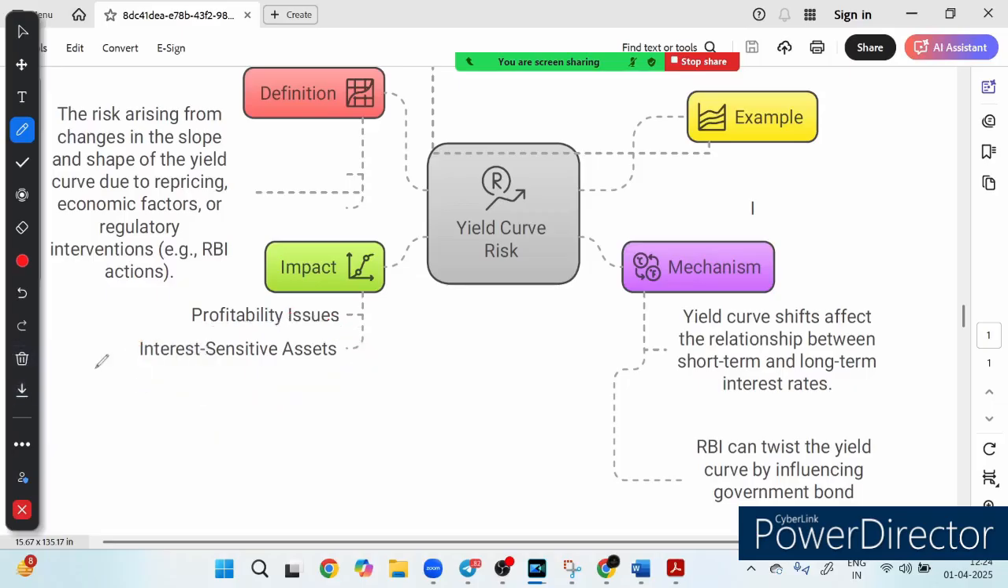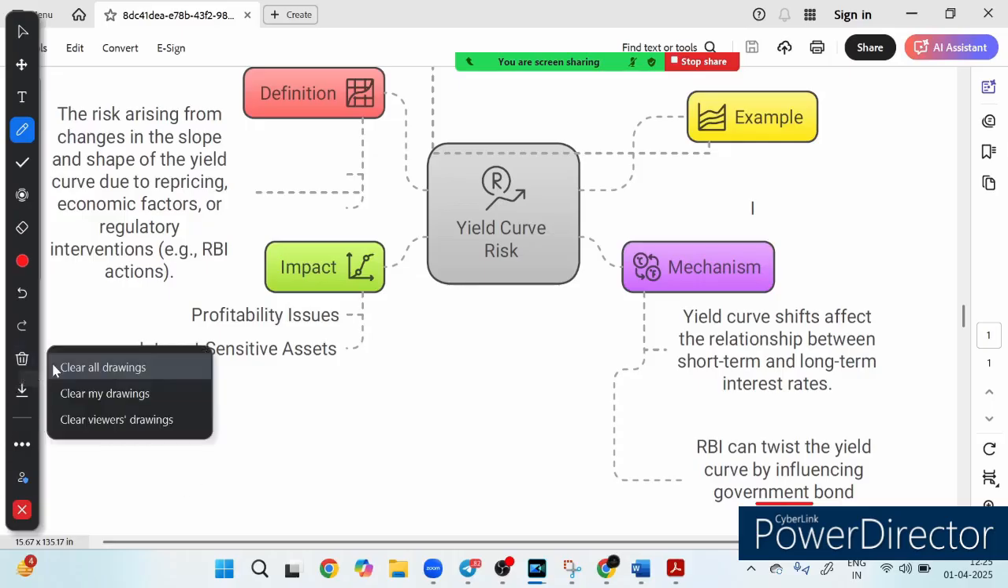So one more thing I want to tell you, that RBI can twist the yield curve by influencing government bond yield. Yes, this power remains with RBI. Remember it. And yield curve shift affects the relationship between short-term and long-term interest rates, right?